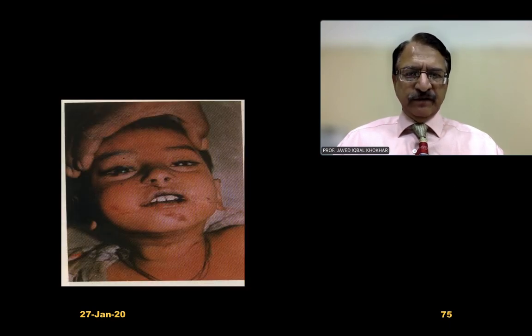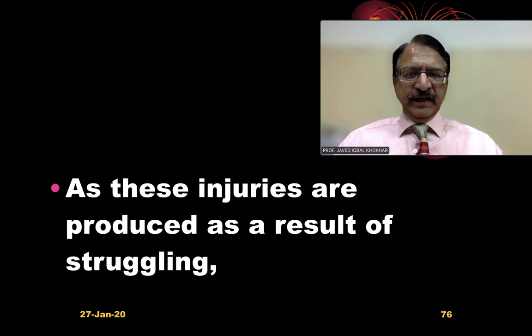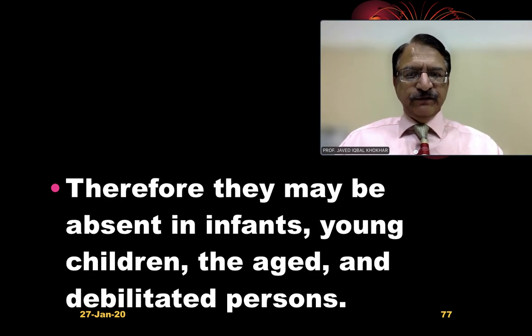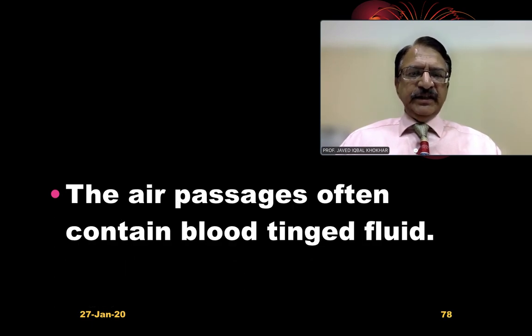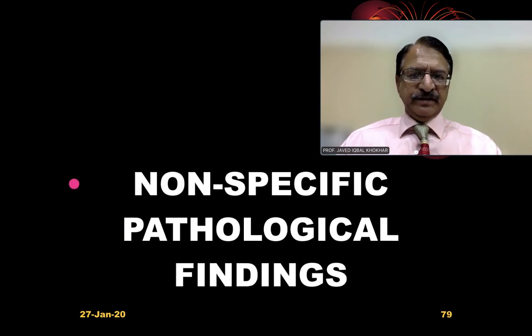So this is a picture of a homicidal smothering and the injuries produced as a result of struggling. Therefore, they may be absent in infants because they are weak and feeble, in young children, in the aged, and in debilitated persons because there is no resistance. The air passages often contain blood-tinged fluid because when there is hyperemia and congestion, there is rupture of blood vessels and secretion of mucus, and this mucus is mixed with the blood, and this blood-tinged fluid will be found in the respiratory passages.